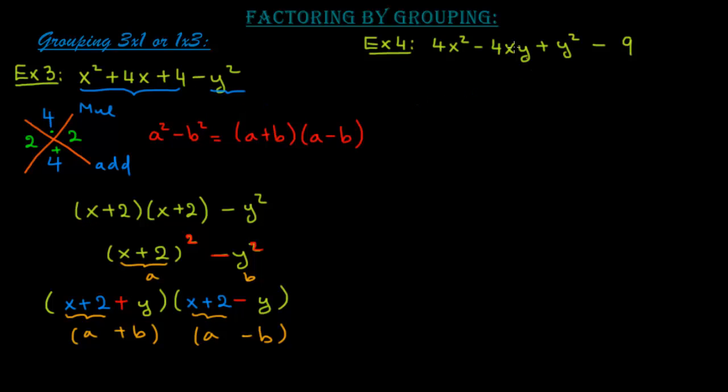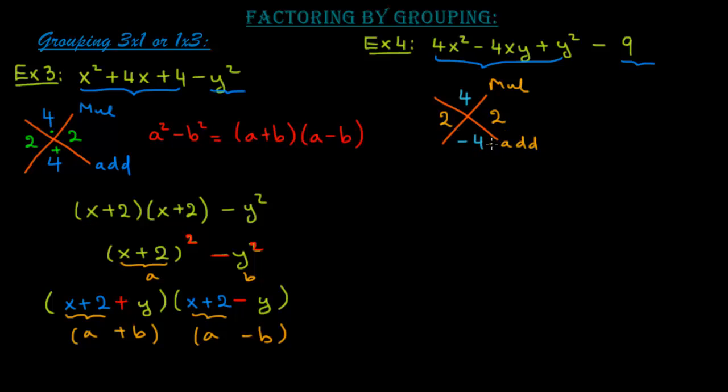Okay, let's go over the concept one more time in example 4 to make sure we understand the concept. So we group 3 by 1. So group the first 3 terms and keep the last term for later on. The first 3 terms will be grouped using the diamond form. So I draw the X. First number times last gives me 4. 4 times 1 gives me 4 on the top, and the middle number is negative 4. So we need to find a pair which multiplies to give me 4 and adds up to give me negative 4. So 2 and 2 would work.